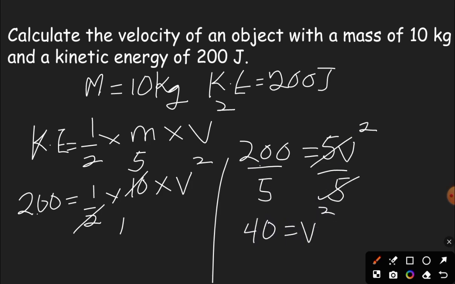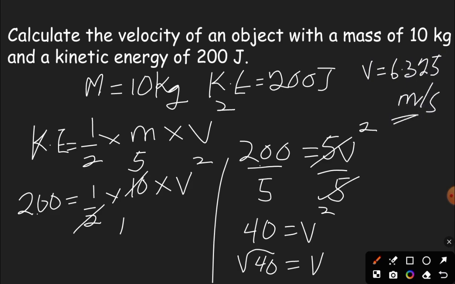How do you work this? You raise both sides to the exponent half. So you end up getting the square root of 40 equals v. So the square root of 40 will give us 6.32. We're going to have velocity equals 6.325 meters per second. That's the unit for velocity.